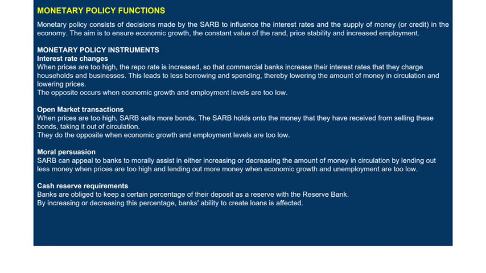So what they're trying to do is dampen the economy, so they increase that repo rate, so then it makes credit more expensive. So people are not that willing to spend money or to go and enter into credit agreements, right? So less is being spent, less demand taking place, so prices start coming down. And obviously the opposite occurs when economic growth and employment levels are too low.